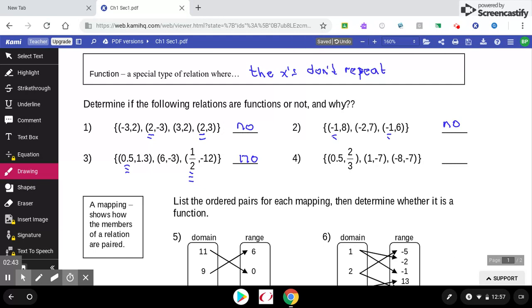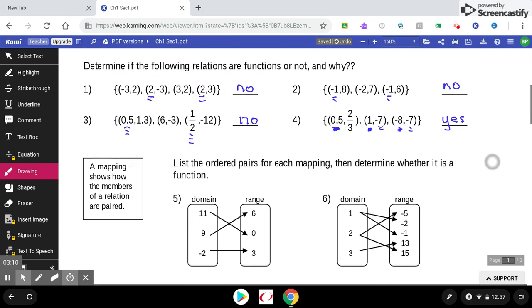So number 4 is just a little interesting. It would be tempting to write a no for this reason. I see a -7, and I see another -7. However, is that the domain or is that the range? It's a y coordinate, so that makes it part of the range, and it doesn't matter what happens in the range. All we're concerned about is whether this guy and this guy and this guy are all different, and in this case they are. So yes, it is a function.